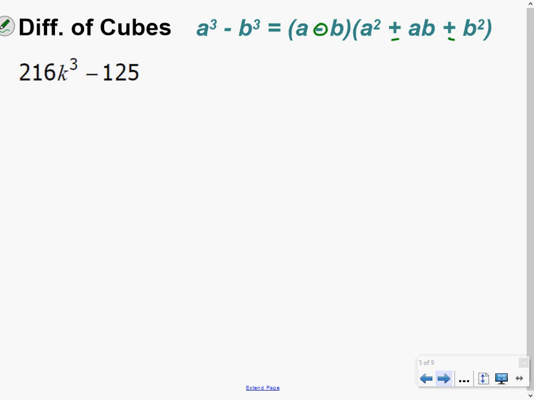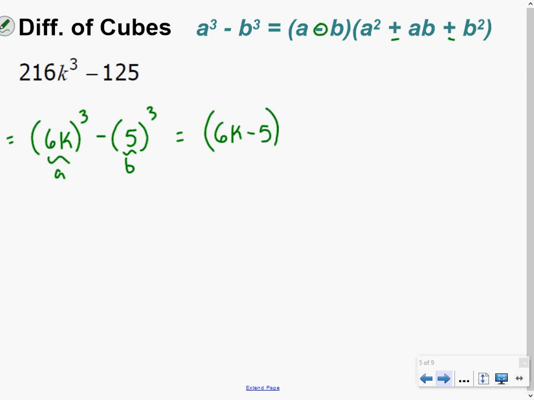216k cubed, we can think of really as 6k cubed. And 125 is really just 5 cubed. So again, here's my a and my b value that I'm going to substitute into my formula here. So we're going to get 6k minus 5, and then a squared is going to be 6k squared, which is really going to give us 36k squared, plus a times b, so 6k times 5 is going to give us a plus 30k. And then lastly, we're doing b squared. 5 squared is 25, so we get a plus 25 at the end here. And that would be our final factorization.